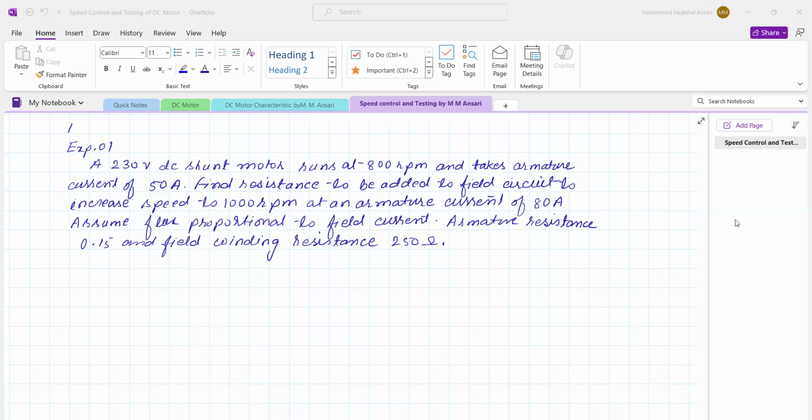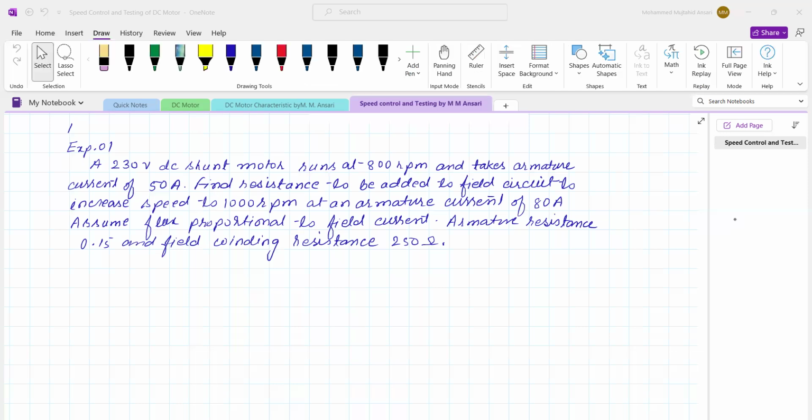Now, today we will solve some of the numericals. A 230 volt DC shunt motor runs at 800 RPM and takes armature current of 50 ampere. Find the resistance to be added to the field circuit to increase the speed to 1000 RPM at an armature current of 80 ampere. Assume the flux proportional to the field current. Armature resistance is 0.15 ohm and field resistance 250 ohm respectively.